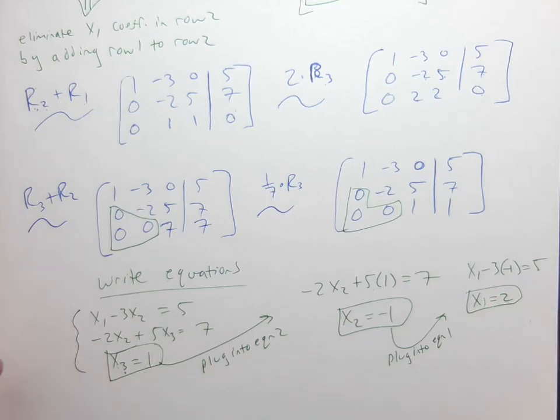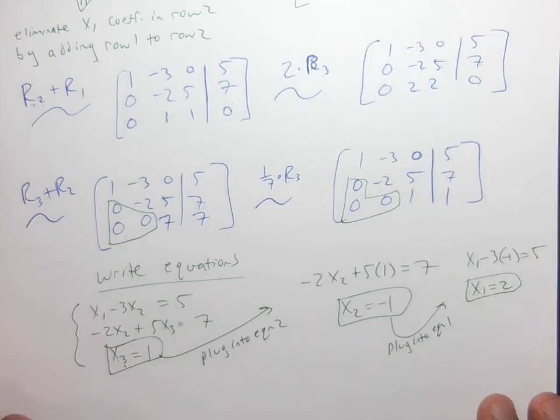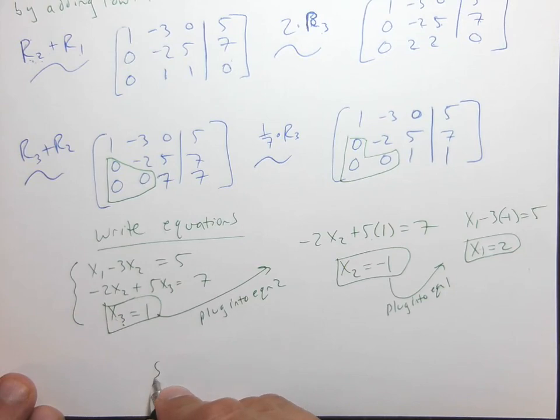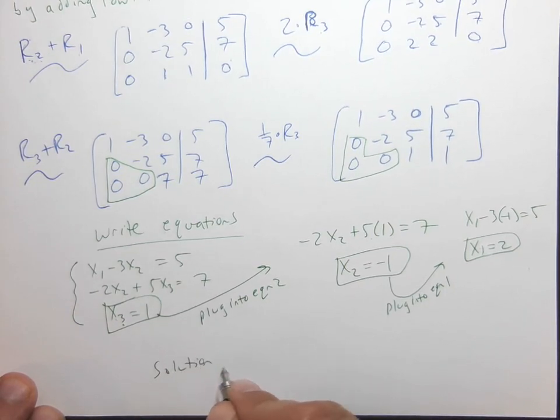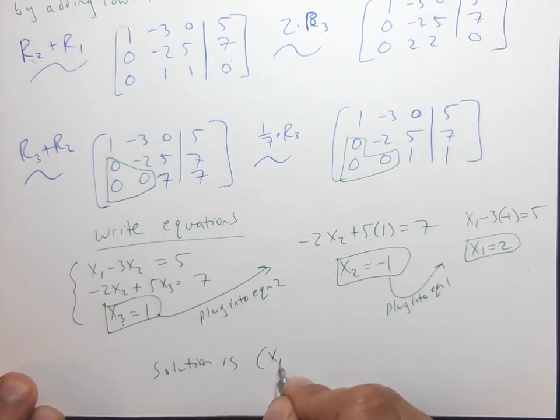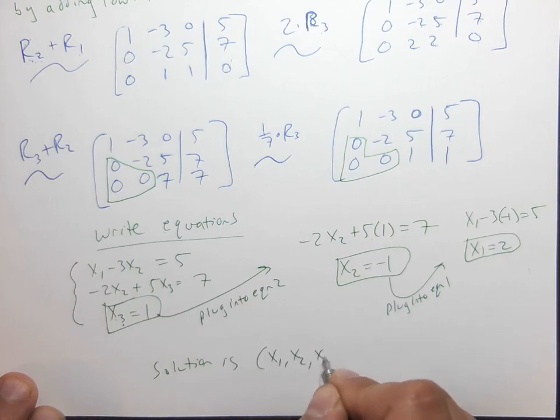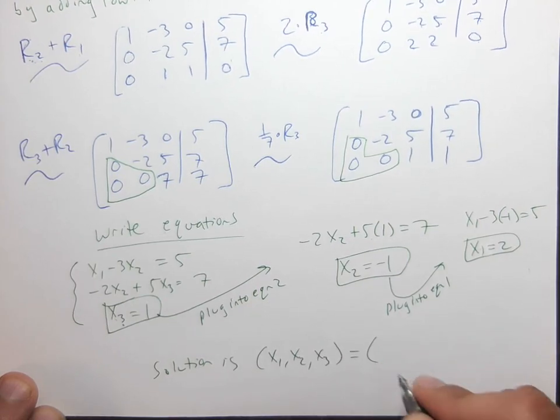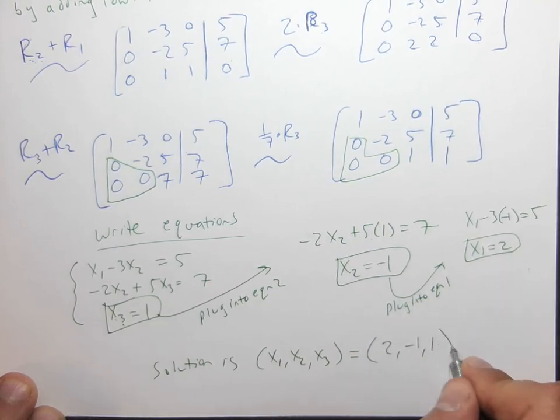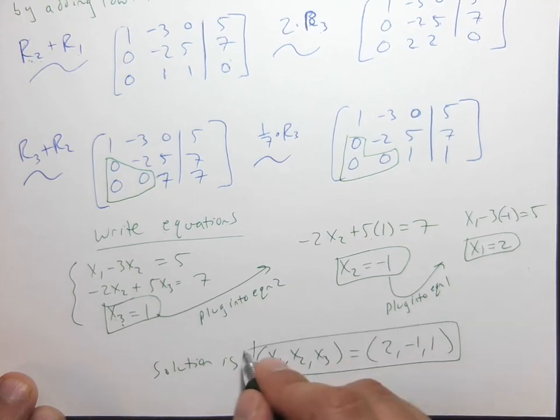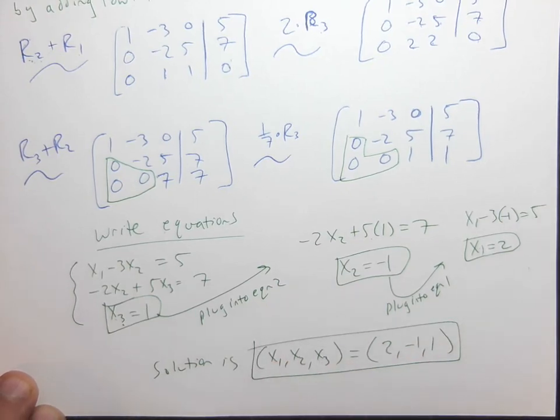And so we get a unique solution. Right, our solution in this case is x1, x2, x3 is the point 2, negative 1, 1. It's a unique solution. We only get one of them, and that's what it is.